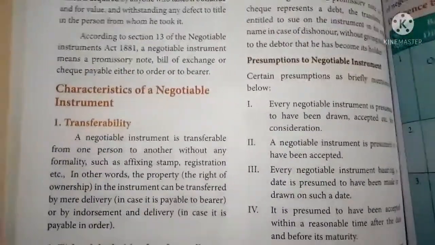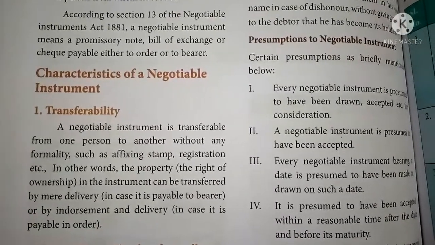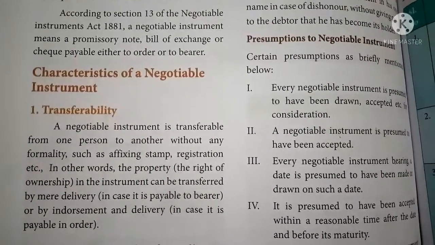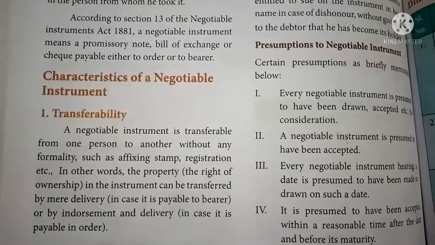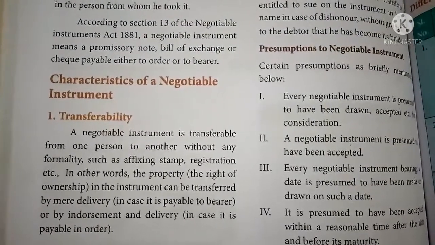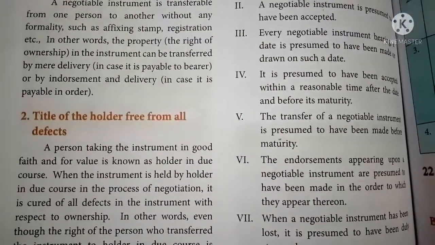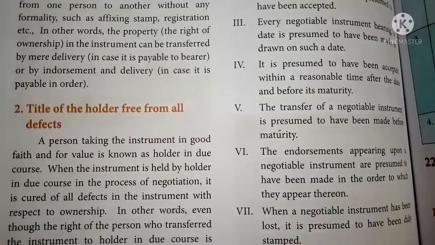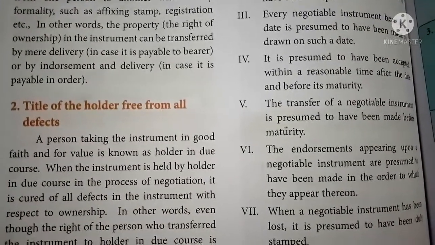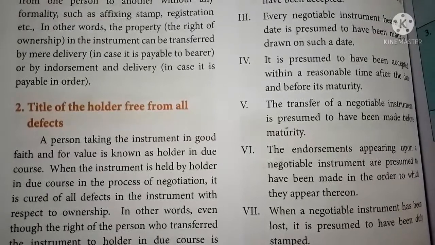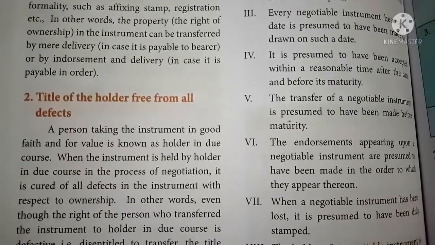Characteristics of a negotiable instrument: first, it should be transferable. A negotiable instrument is transferable from one person to another without any formality, such as fixing a stamp or registration. It is only endorsement and delivery from one person to another. Second, the title of the holder is free from all defects. The person taking the instrument in good faith and for value is known as a holder in due course. When the instrument is held by a holder in due course in the process of negotiation, it is cured of all defects with respect to ownership.